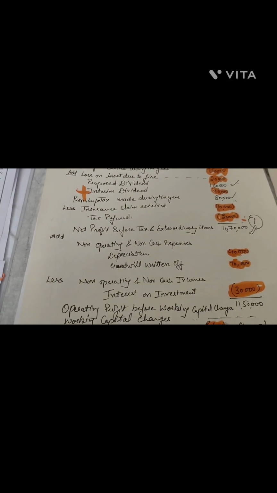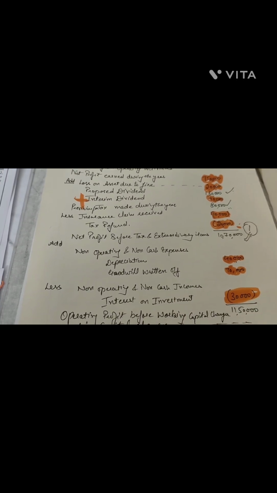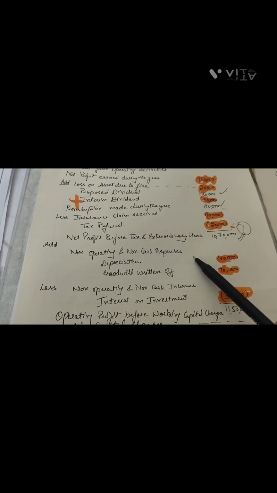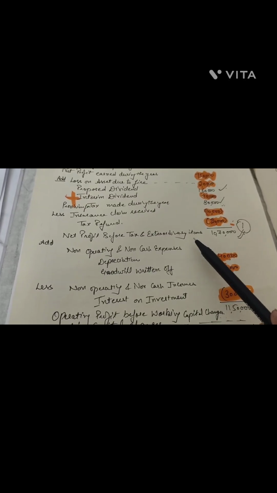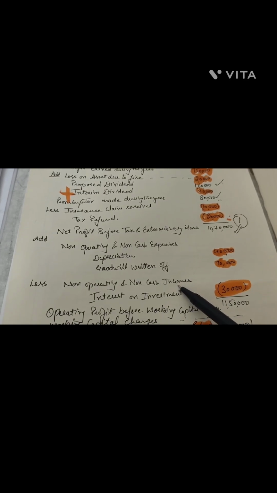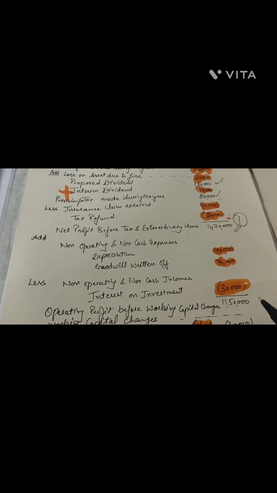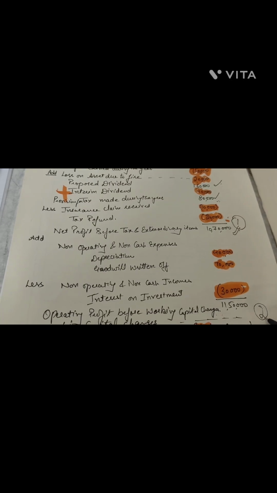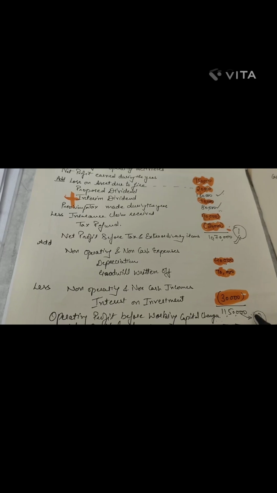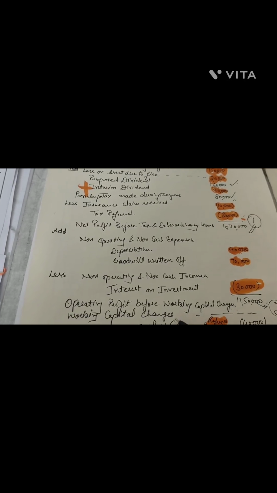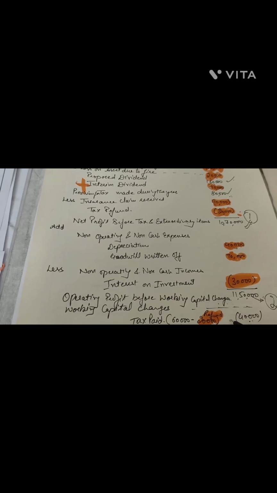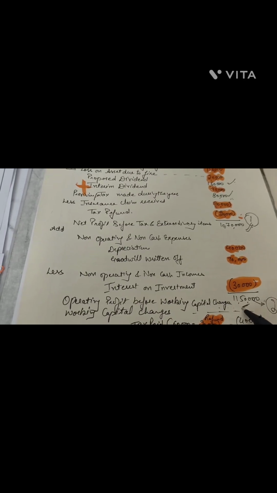The second part asks us about operating profit before working capital changes. Now, operating profit before working capital changes will add non-operating and non-cash expenses to your net profit before tax and extraordinary item, and less non-operating and non-cash income. So when we did that, our second answer was 11 lakh and 50,000 for your calculation of operating profit before working capital changes. In the question, no working capital changes were given, so we could not calculate the cash flow from operating activities. We have to stop here.